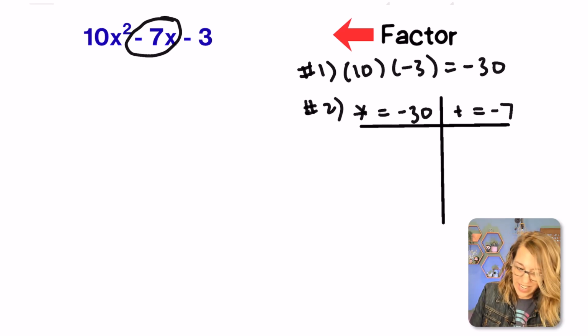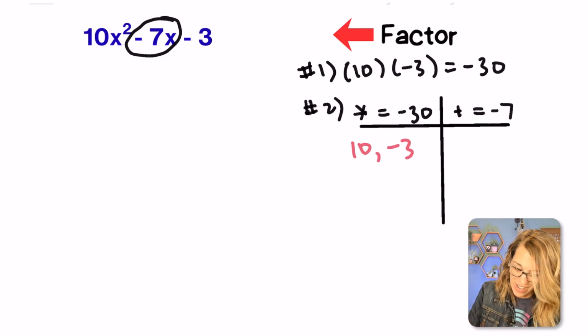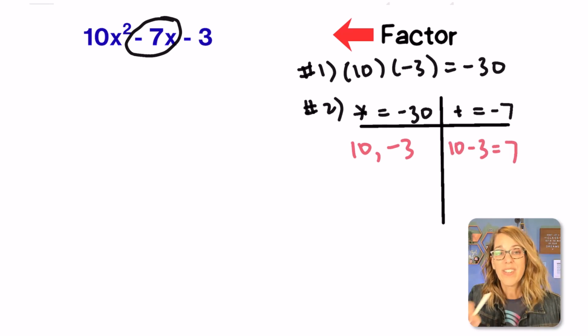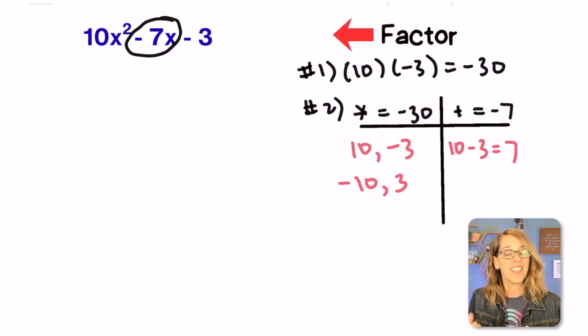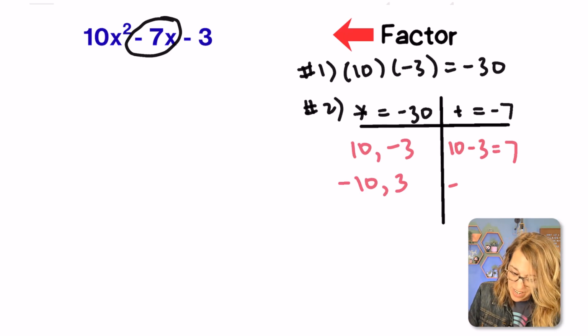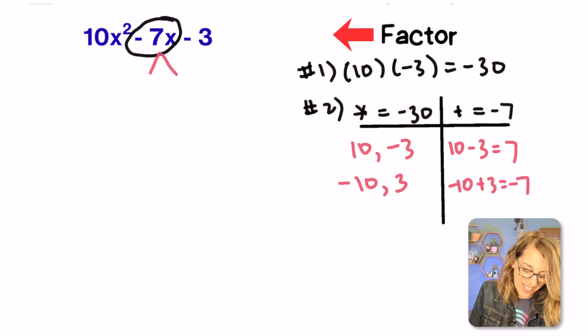Now I could use the 10 and the negative 3. I'm just going to use one that doesn't work here to start. So 10 and negative 3. Yes, they multiply to be a negative 30. But if I add them together, I'm really close, right? 10 minus 3 is equal to 7 and not negative 7. So what if I just swapped the negative sign and I instead did a negative 10 times a positive 3? They still multiply to be negative 30, so that works. And if I add them together, negative 10 plus 3 is equal to my negative 7. That's exactly what I want.